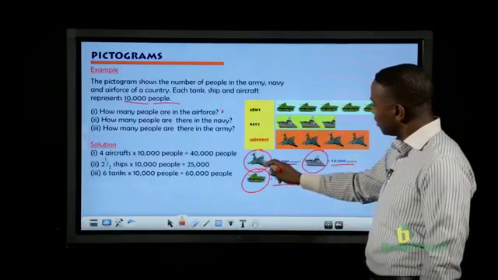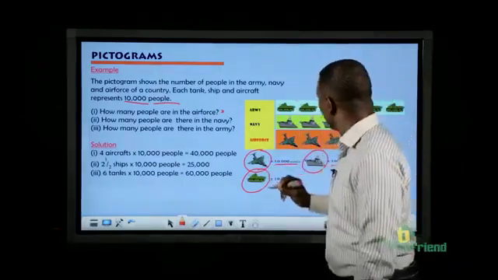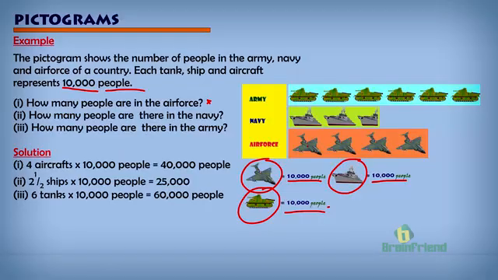Remember, we said the plane represents the Air Force, and there are 10,000 persons per plane. So what we need to do is do a count of the number of planes. We have 1, 2, 3, 4. We have 4 planes, and each plane represents 10,000 people in the Air Force. It means that we would multiply 4 aircrafts or planes times 10,000 people, and that would be 40,000 people. So there are 40,000 people in the Air Force.